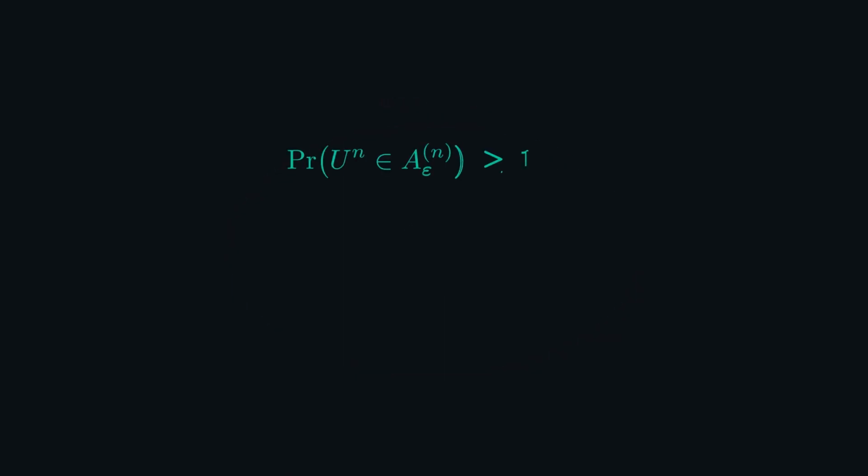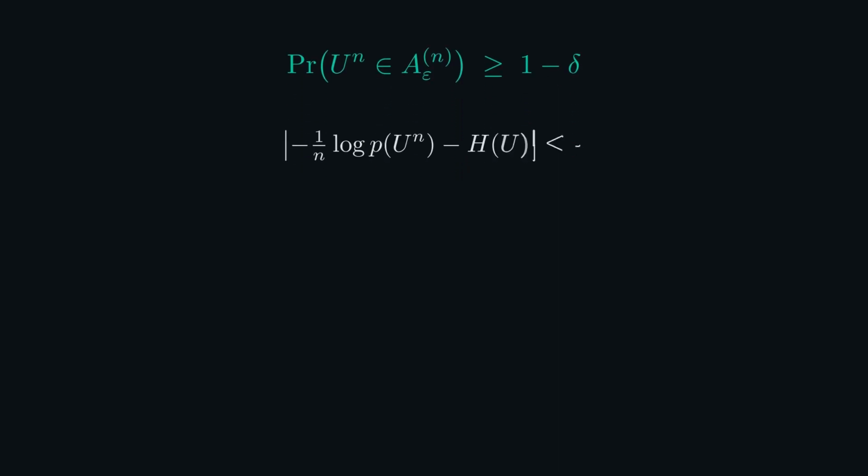By the weak law of large numbers, we know that for a sufficiently large n, the probability a sequence is epsilon typical can be made arbitrarily close to 1. To find the probability of an epsilon typical sequence, we can split the absolute value in the previous inequality. Adding the entropy, multiplying by negative n, and exponentiating gives us the following inequality.